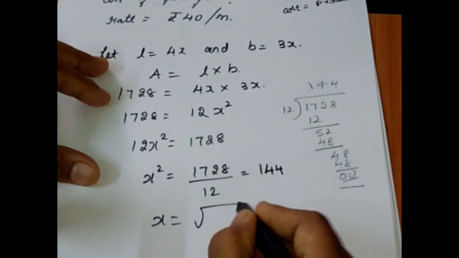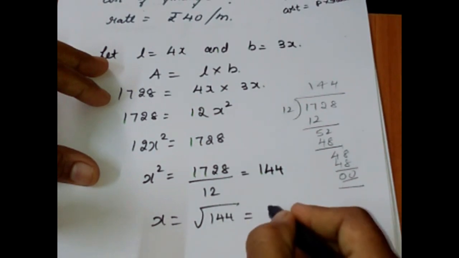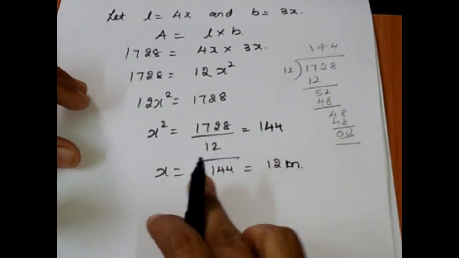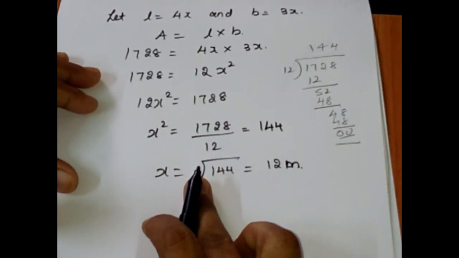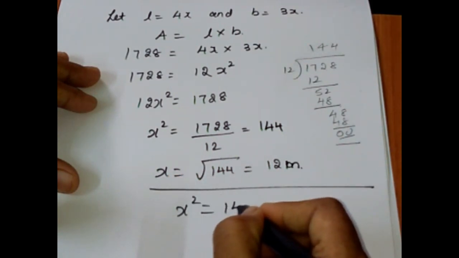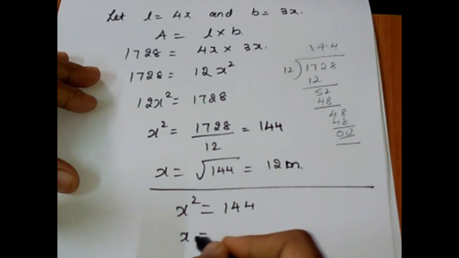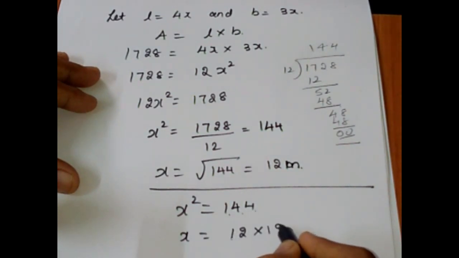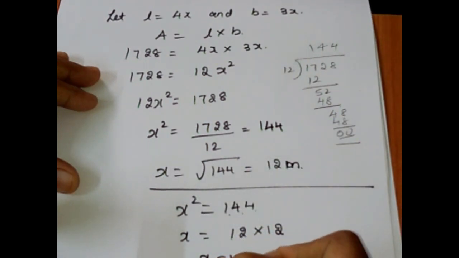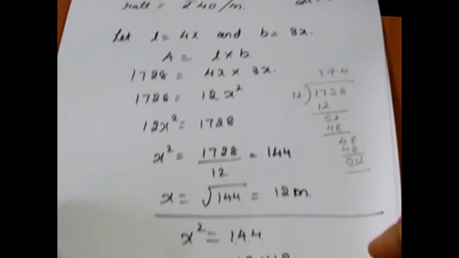So x can be square root of 144. Value of x is 12 meter. I hope you know what you mean by square root. If you don't know what square root means, children, try to understand now. X square is 144. Now 144 should be expressed as the product of two same numbers. For example, 12 12s are 144. So x is equal to 12 meter. That is my first step.